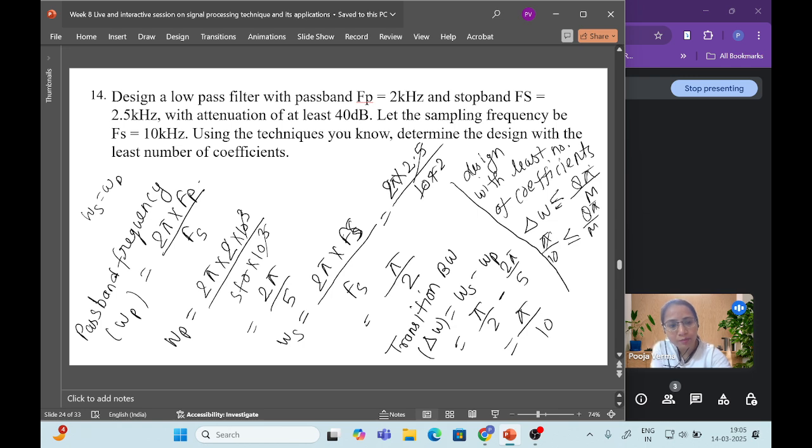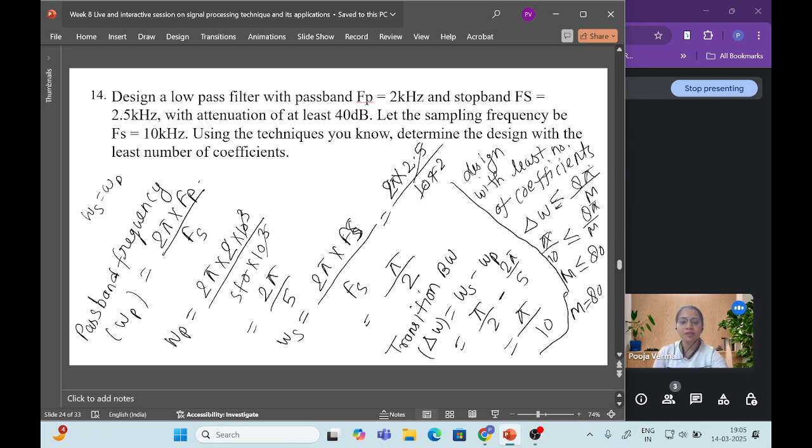So pi and pi will be cancelled out. So M must be less than or equal to 80. Either it will be less than, or M is equal to 80. So that will carry the least number of coefficients. With these specifications we can design. So the least number of coefficients will be 80 only. We can just take lower than 80 also. I hope you have understood.